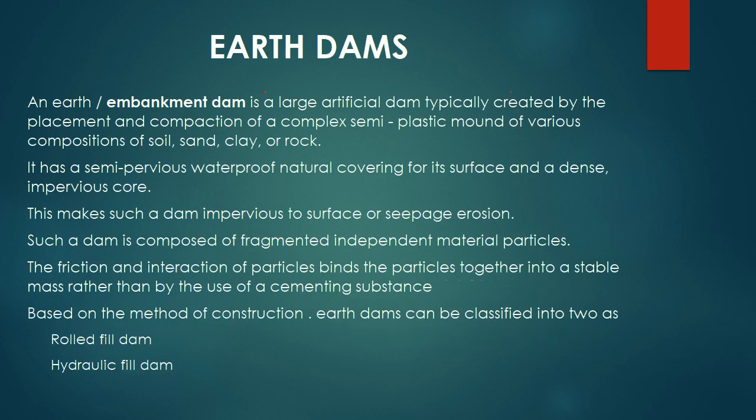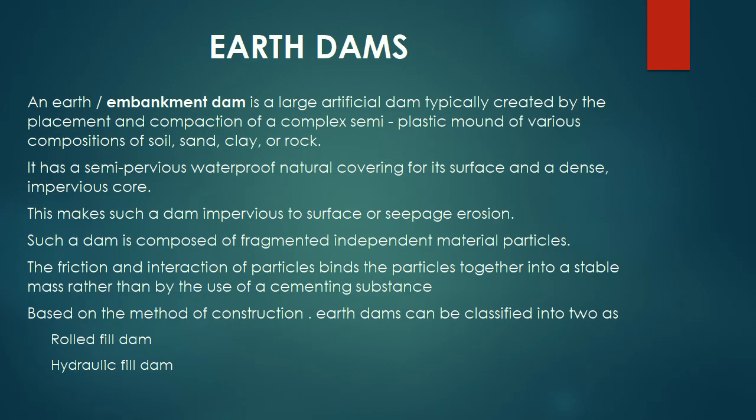An earth or embankment dam is a large artificial dam, typically created by the placement and compaction of a complex semi-plastic mound of various compositions of soil, sand, clay, or rock. It has a semi-pervious waterproof natural covering for its surface and a dense, impervious core. This makes such a dam impervious to surface or seepage erosion.